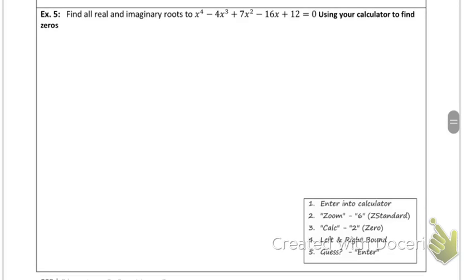We're going to use our calculator a little bit more on this one. And we're going to do what's down here, and I'm going to walk you through it. What I want you to do is take out your calculator, and type in x to the 4th minus 4x cubed plus 7x squared minus 16x plus 12. I want you to make sure you're on zoom standard and stay on that graph unless you can figure out those buttons.